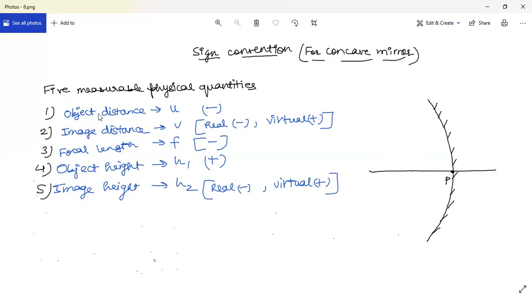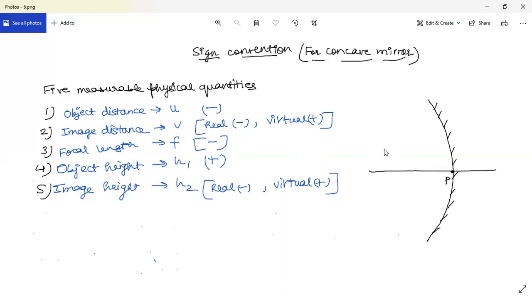So for a concave mirror, object distance will always be negative because it will always be placed on the left side. It can't be placed behind the mirror, right? It will always be placed in front of the mirror. So it will always be negative. Image distance can be negative or positive because in a concave mirror, both real and virtual images are formed.